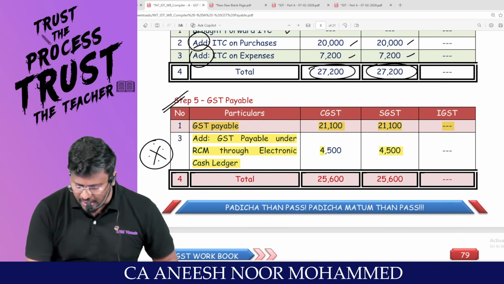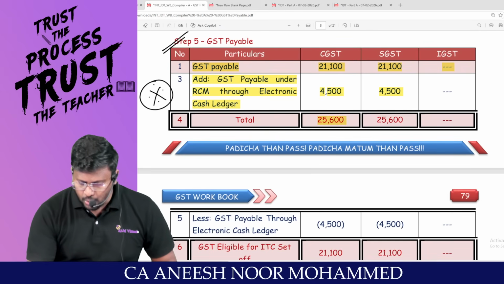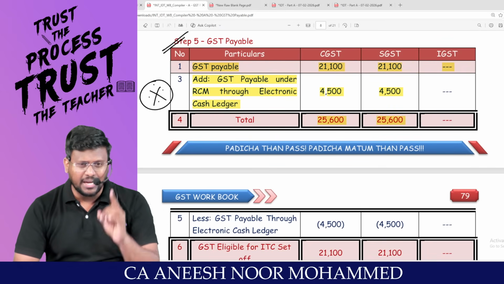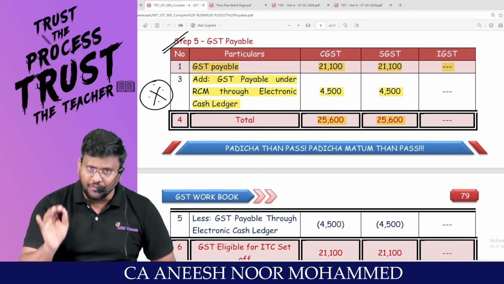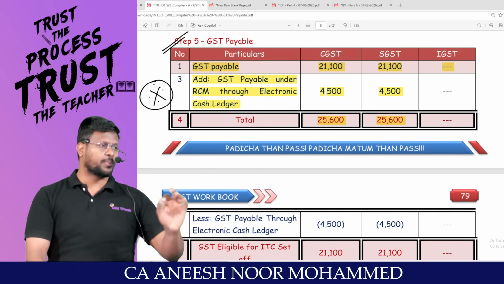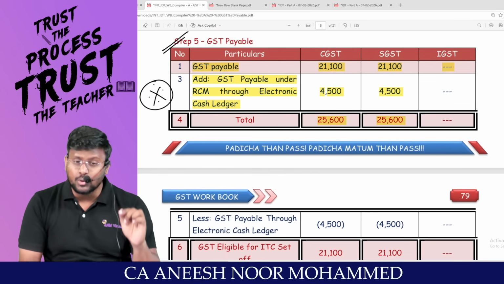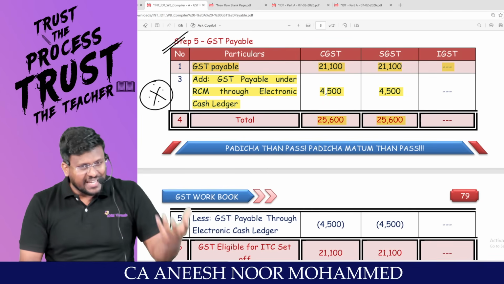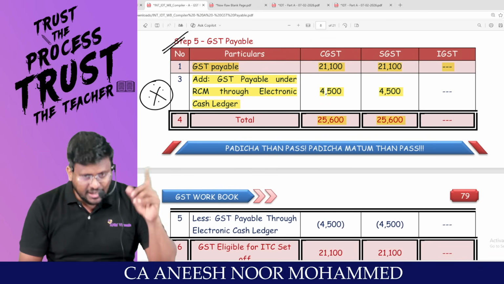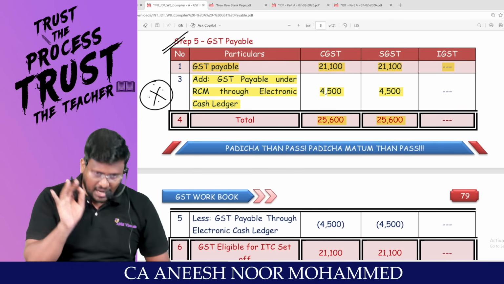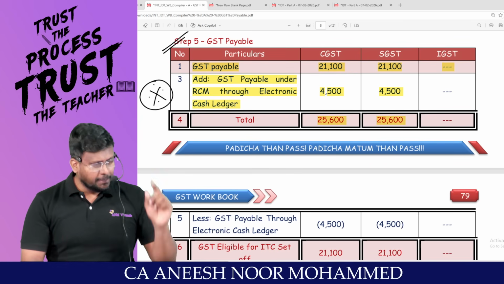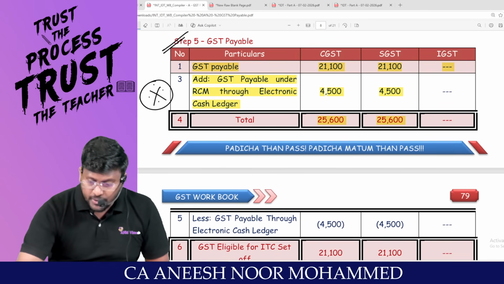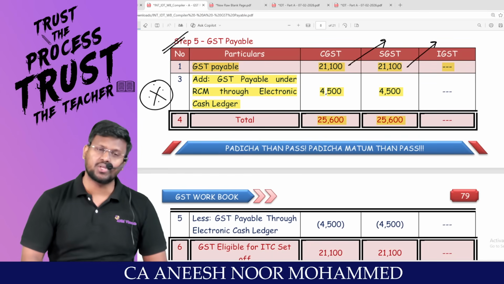So 4,500 and 4,500. So my total liability, which will be debited in the electronic liability ledger, will be 25,600 and 25,600. Able to appreciate? But this entire 25,600 cannot be knocked off against the ITC available, because ITC will be available in the electronic credit ledger. Whatever balance you are having can be utilized only for payment of what tax? Output tax, which is only this 21,100 and 21,100.